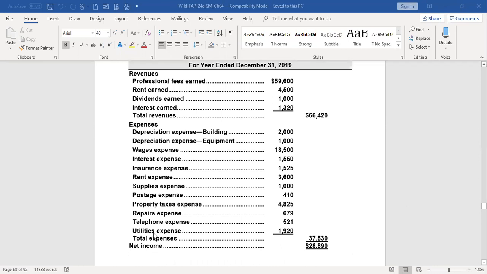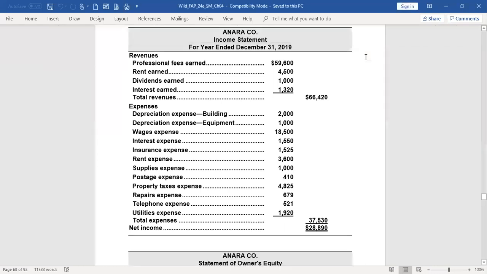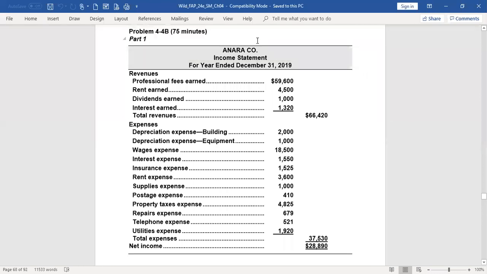Quite a few expenses as well, right? Depreciation, wages, interest, rent. I'm just skipping around here. Quite a few of them. And you can see they're in really no particular order, just as long as they're all there. Right? And we add them all up to get our total expenses. Subtract our expenses. I'm going to get rid of my ribbon here so I have more room. There we go. Subtract our expenses from our revenues.